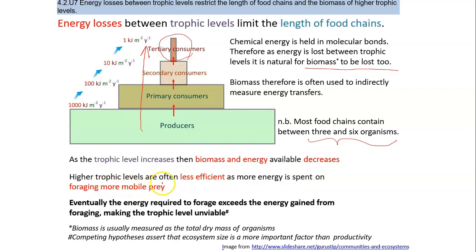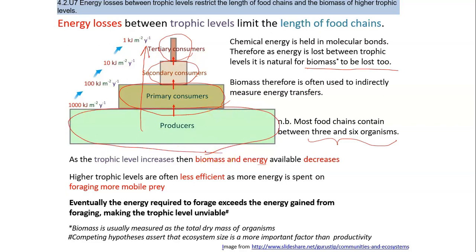And higher trophic levels are often less efficient as more energy is spent on foraging more mobile prey. For example, an eagle is spending a lot of energy hunting its prey. So that's why the number of eagles is less than the number of the consumers it eats, like rabbits. The number of rabbits is more than the number of eagles. The biomass at this level is more than the biomass at this level, and the biomass here is more than here, and the biomass here is more than the other.